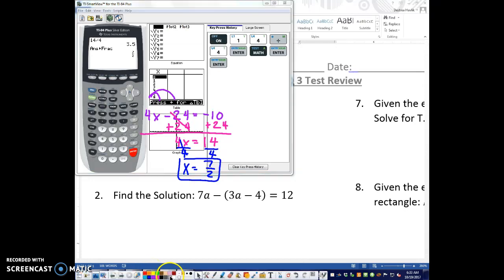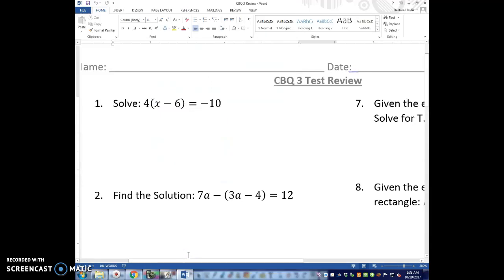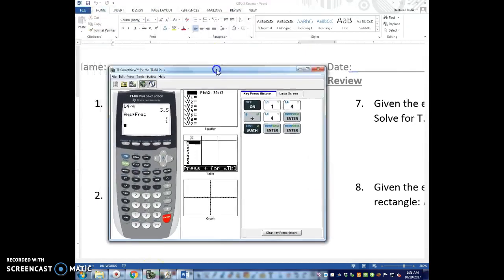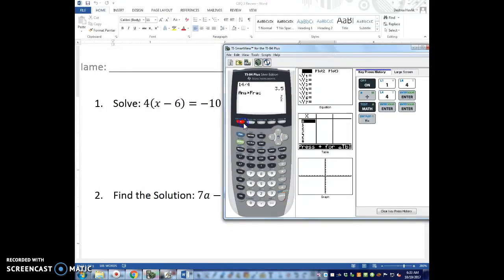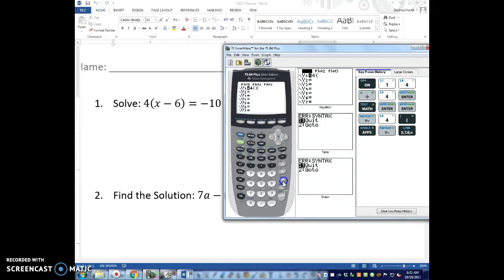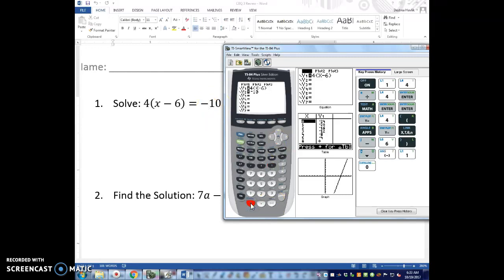Let me erase all this. So 4x minus 6, we'll move this over here. We're going to go to y equals. Type in everything on this side of the equal sign into y1. So 4 times parentheses x minus 6, parentheses. And then in y2, type in everything on this side. So in y2, we have negative 10. Hit graph.